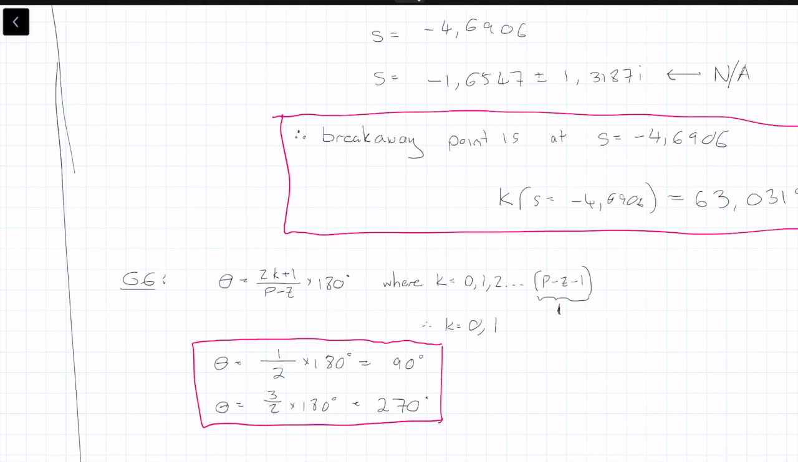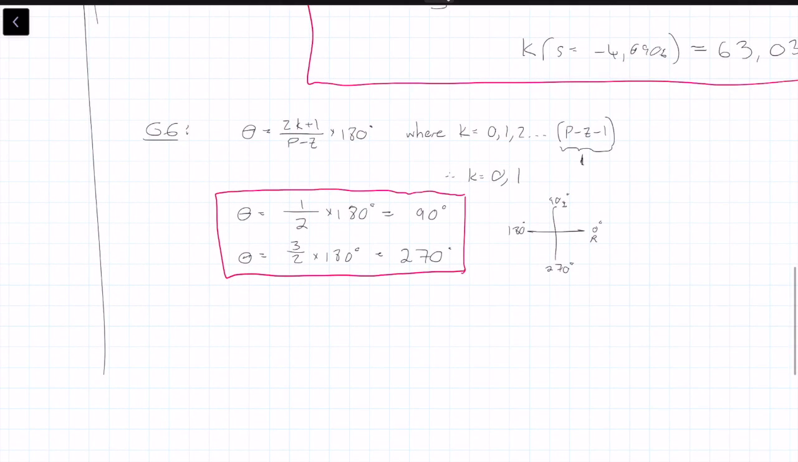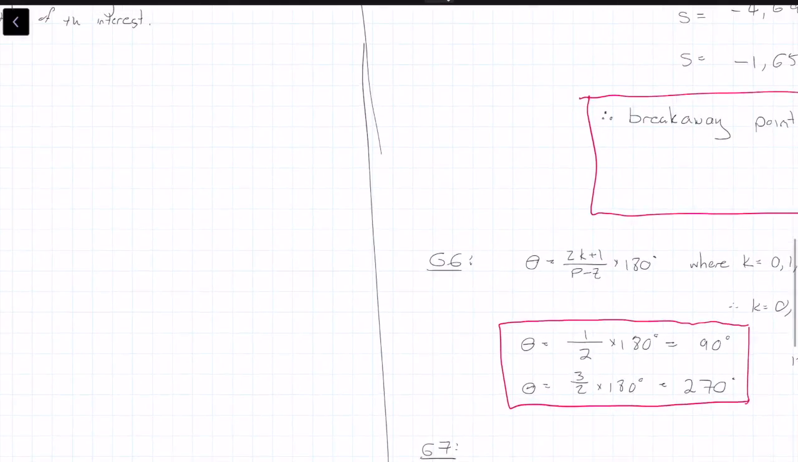Okay, and the way that we measure this is we say that this is the real axis, this is the imaginary axis, and this is 0, this is 90 degrees, this is 180 degrees, and this is 270 degrees. So that's how we get the angles. Basically what we're saying is we're going to break away at 90, so straight up, and at 270, which is straight down. Now we can go to guide number 7.